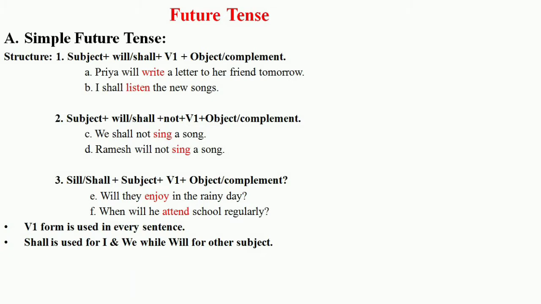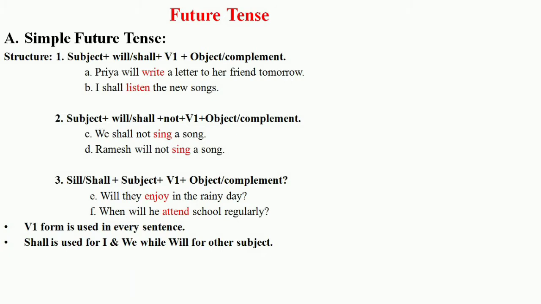Next example is: I shall listen the new songs. Here I is the subject, shall is the helping verb, listen is the first form of the verb, the new songs is the object. Now let's know the structure of negative sentences. Subject plus will or shall plus not plus first form of the verb plus object or complement. Examples according to the structure are: We shall not sing a song. Ramesh will not sing a song.